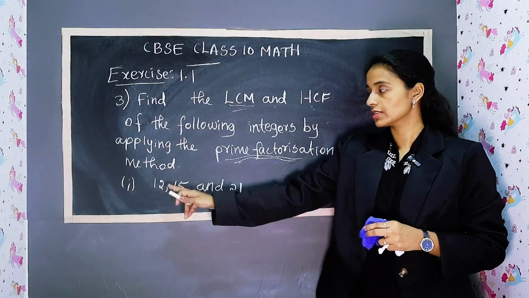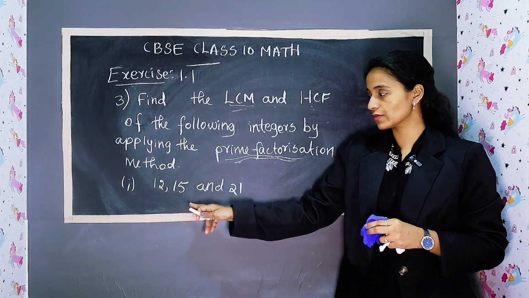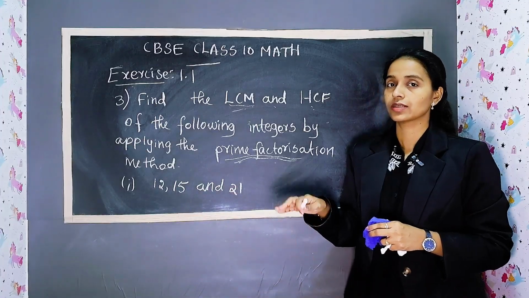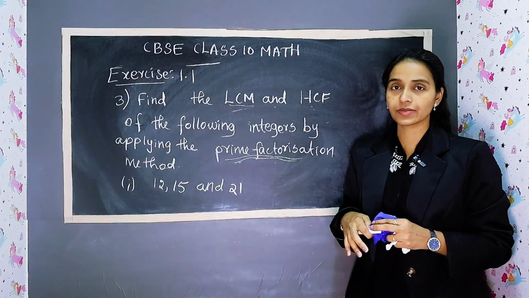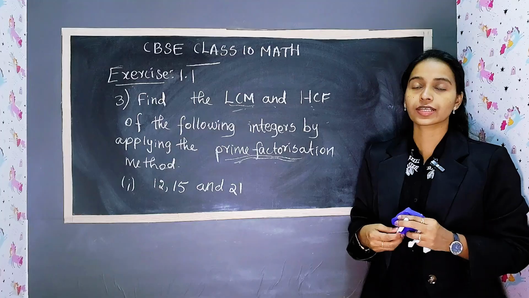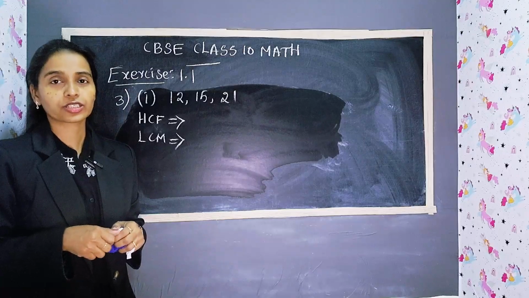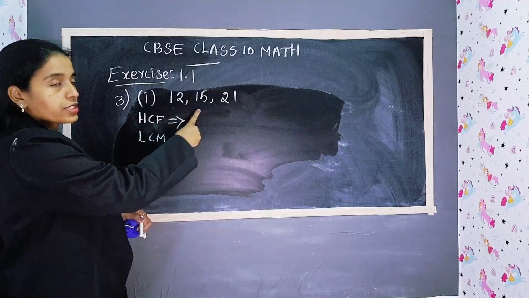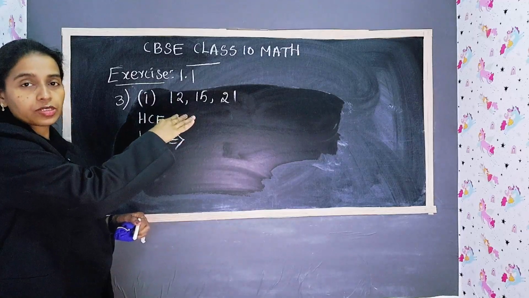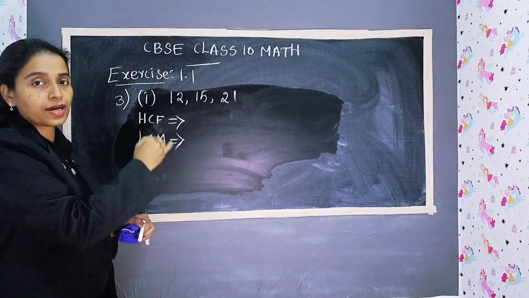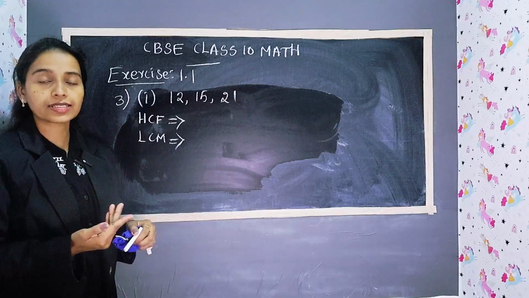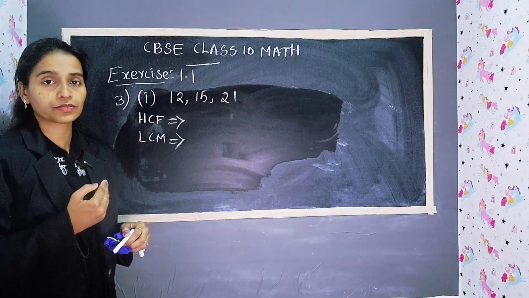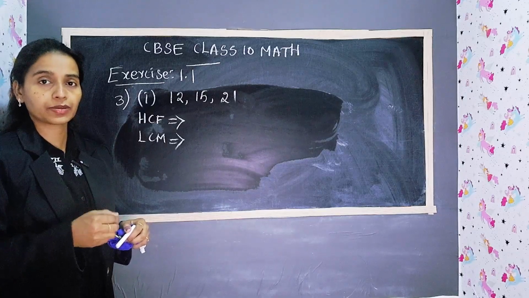Okay, the first sub question is 12, 15, 21. We are going to find out LCM and HCF. Now we can see the solution. For this solution, I have written the given numbers. What is given in the question? 12, 15, 21. For these three numbers only, we are going to find out LCM and HCF. For finding LCM and HCF, we will be using L method for finding the prime factorization.